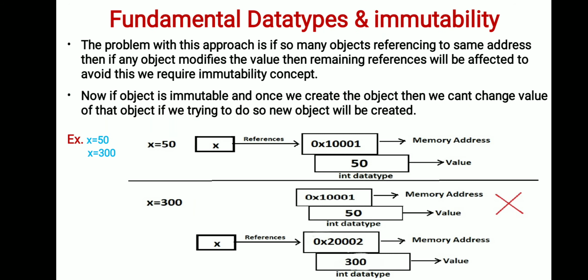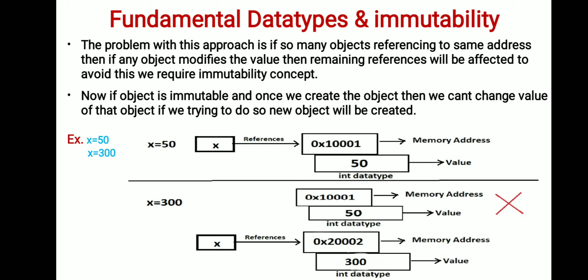Now with the advantage there are certain problems with this approach. The problem is that if so many objects are referencing the same address, and if any object modifies the value, then the remaining references will be affected. For this we require the immutability concept. In the previous example you have seen that a and b are both pointing to the same memory address. Now suppose b modifies the value, then a will get affected. To avoid this we require the immutability concept, where once we create the object we can't change the value of that object.